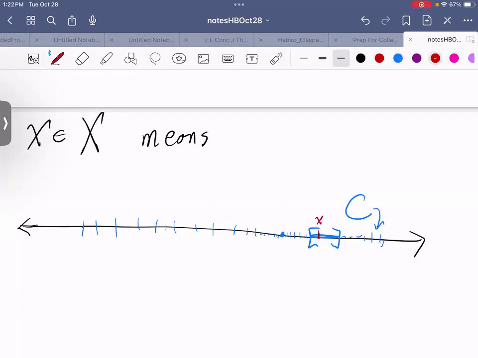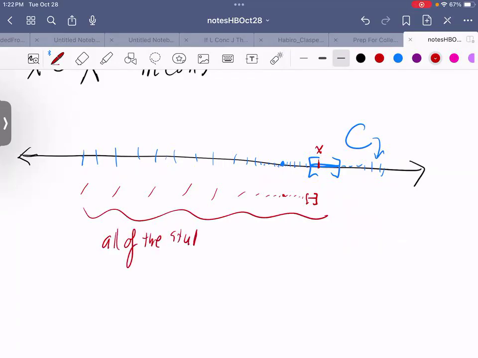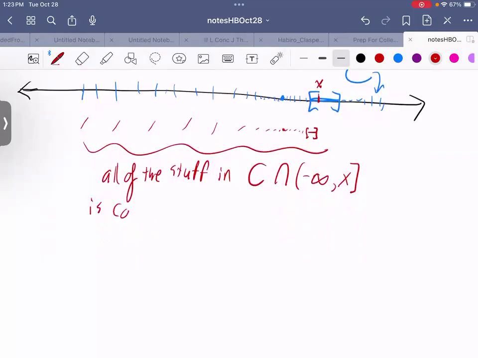If there's all of C, and there's x, that means that if I look at all of the stuff in C up to and including x, I guess only include x if x is actually in C, it is covered by a finite subset of F.